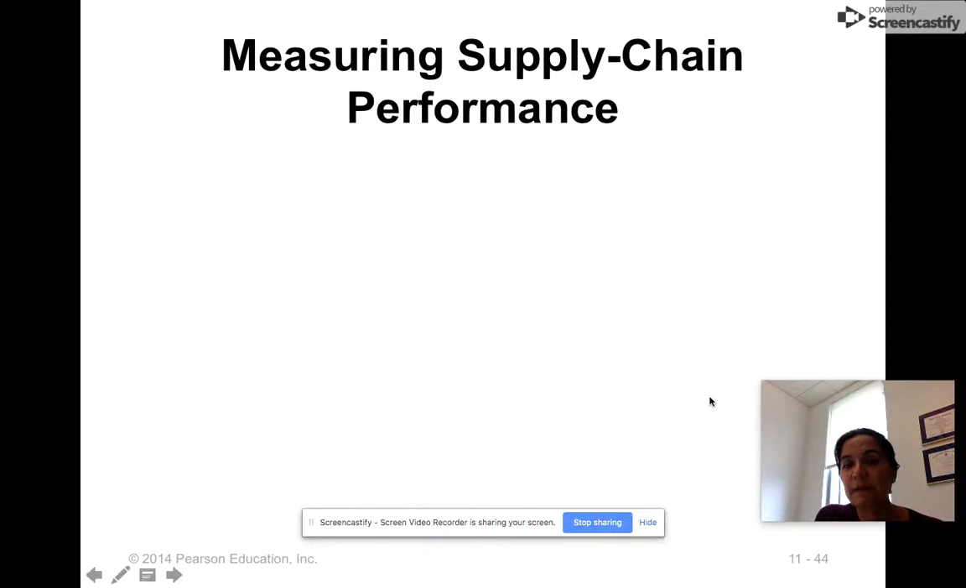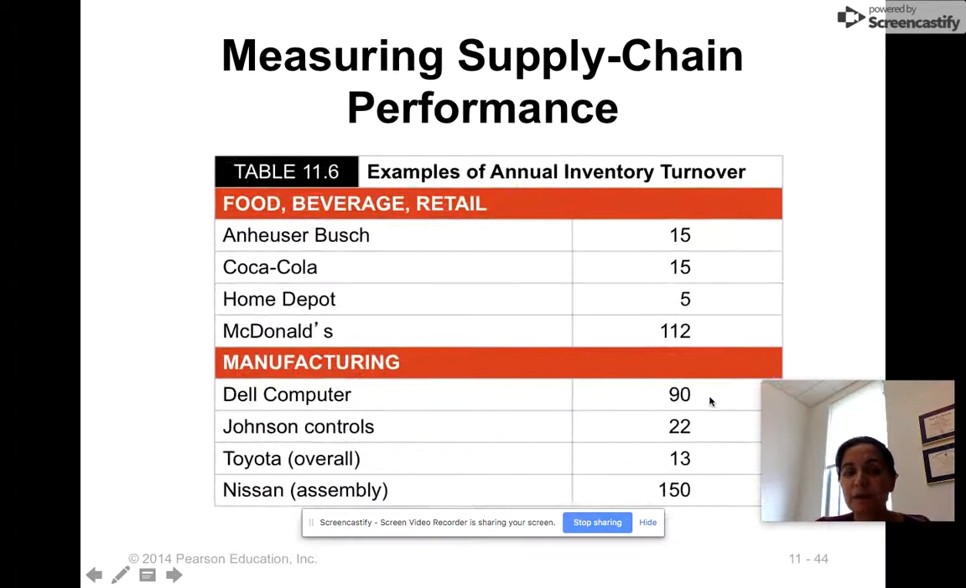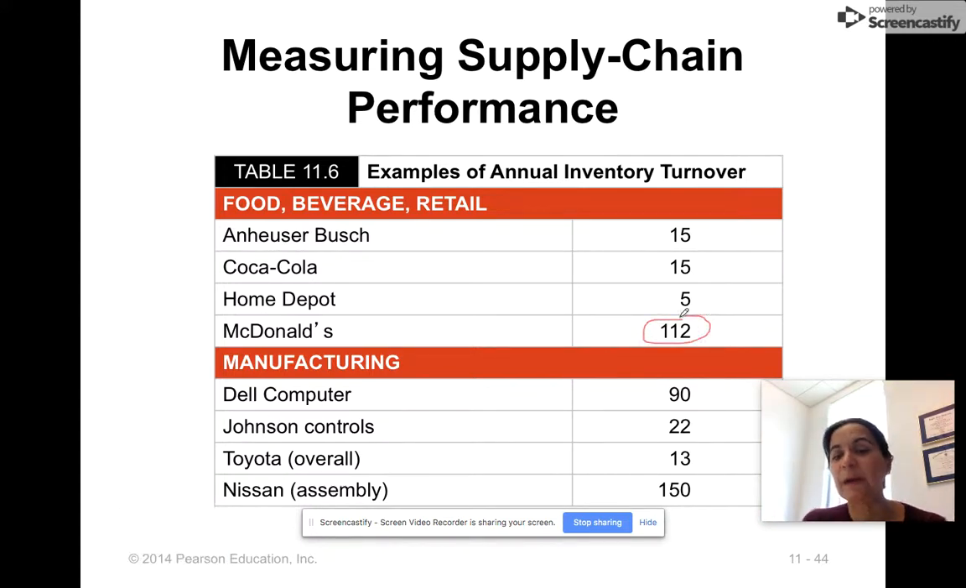You can compare this number to the industry. Again, a higher turnover is better. McDonald's has a huge inventory turnover, 112, compared to Home Depot. So what we can say is the burger doesn't stay on the shelf for very long, versus at Home Depot, where things kind of stay around. It is a home goods kind of store.